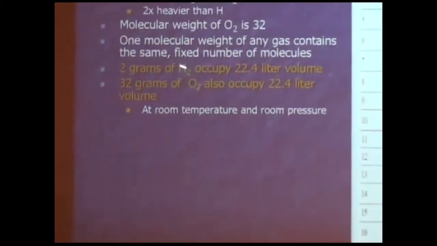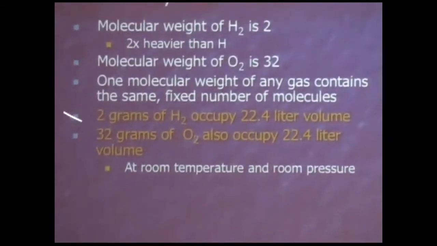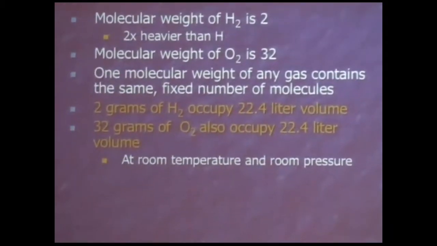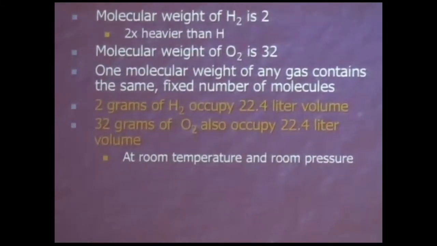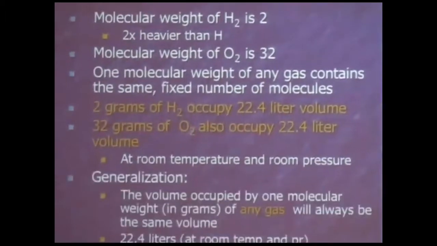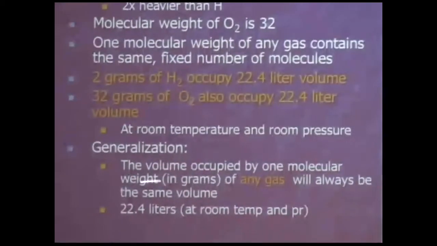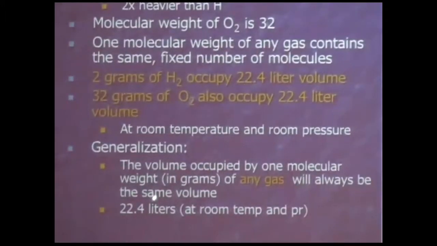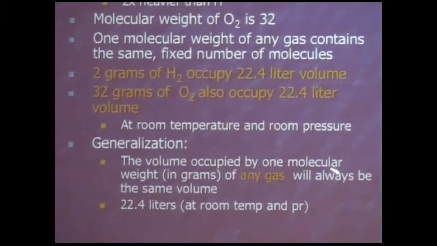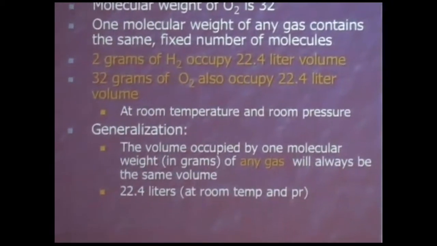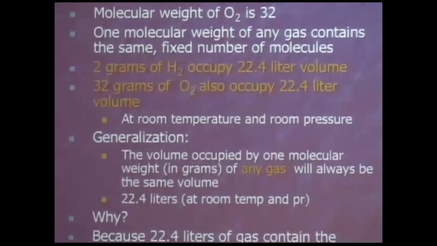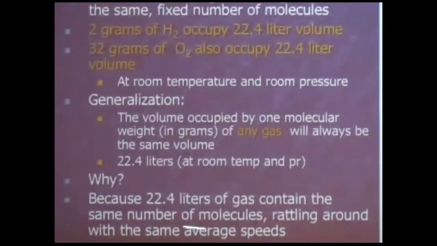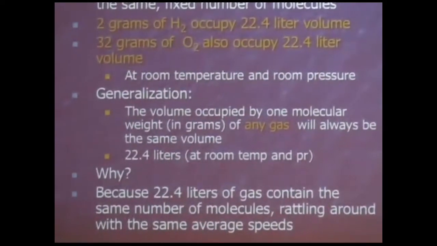So therefore, if the number of molecules is the same in 2 grams of hydrogen as in 32 grams of oxygen, we should expect them to occupy the same volume as long as they're flying around at the same speed, which is your temperature, and at the same pressure. So that was his great discovery, and it was a very important discovery. And so then he generalized that the volume occupied by one molecular weight in grams of any gas will always be the same, 22.4 liters, at standard temperature and pressure. Why? Because of common sense: 22.4 liters of the gas contain the same number of molecules rattling around with the same speed. Okay, that's the basic idea.